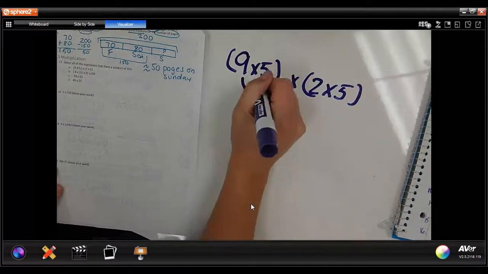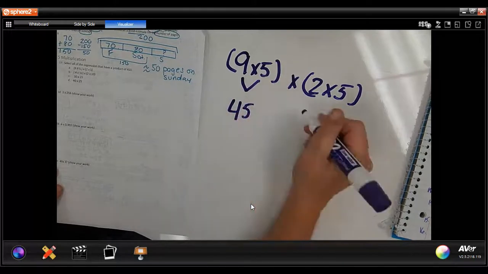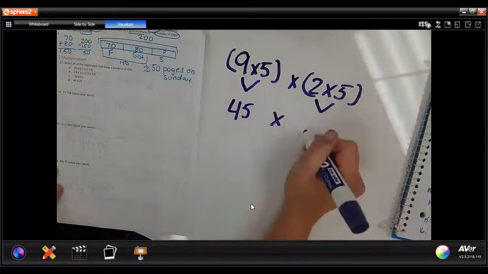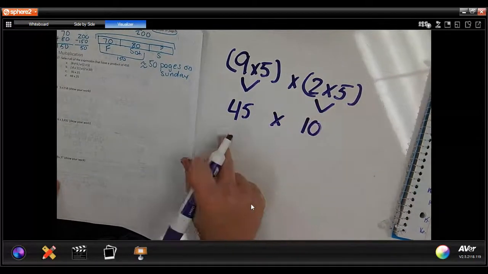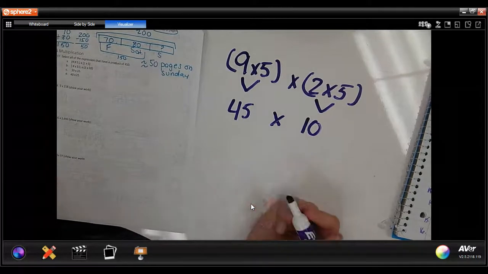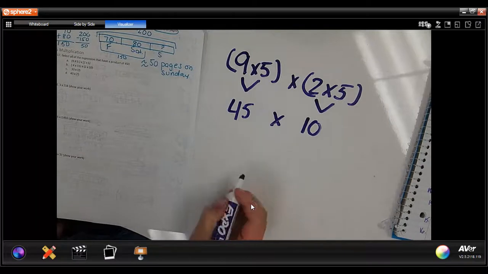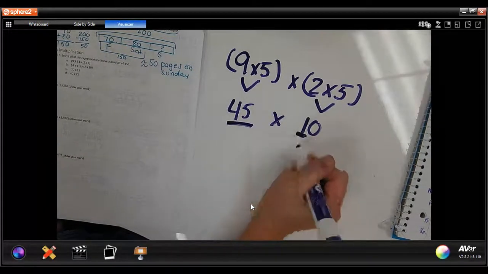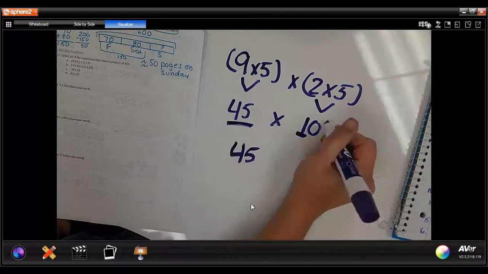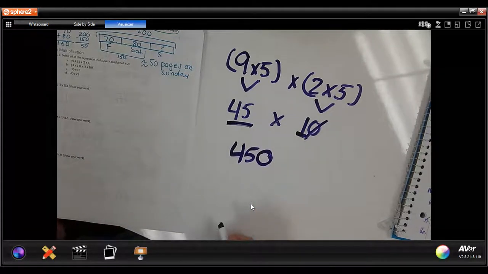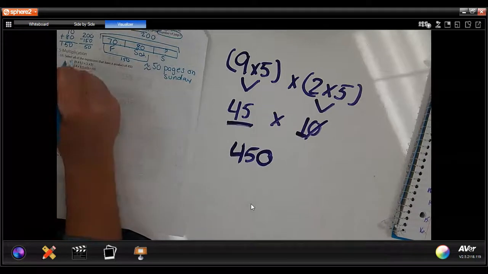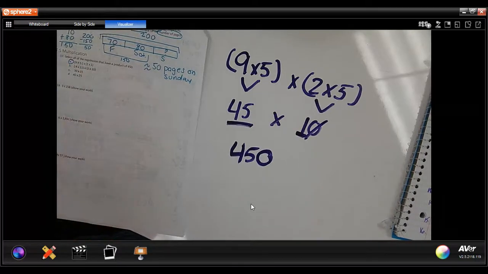I could quickly solve these in my head. 9 times 5 is 45 times 2 times 5 is 10. So I'm doing 45 times 10. I don't even need to use the area model to solve this one because I'm multiplying by an easy 10. 45 times 1 is 45. Then I need 1 zero in my answer. So my answer is 450. So yes, that is one of my answers for that problem.